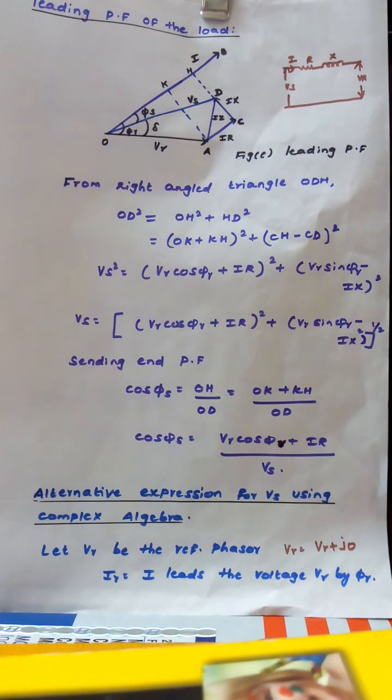In the last video, we have seen the performance of the short transmission line. In that, we have seen how to draw the phasor diagram for the lagging power factor and the unity power factor of the load. So today we'll see how to draw the phasor diagram for the leading power factor of the load. So we are considering this equivalent circuit.